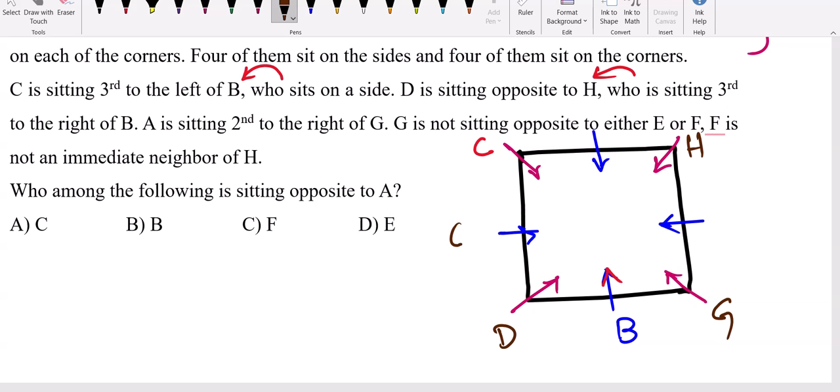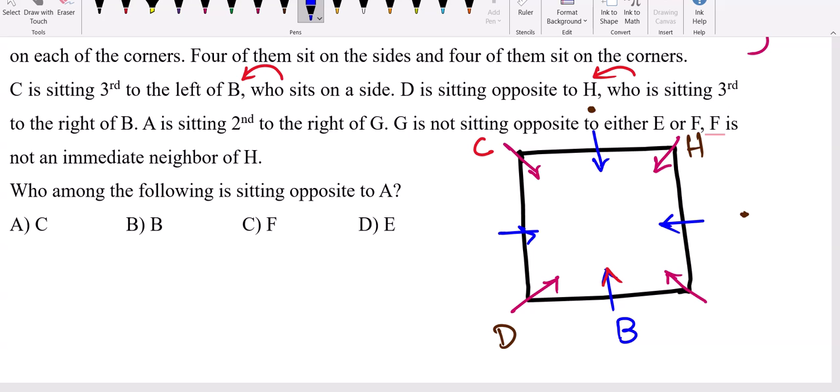So can you put G here? The second right is already B. So G can occupy this place or this place only. There are only 2 places available for G. But how can you justify that, sir? They said G is not sitting opposite to either E or F.